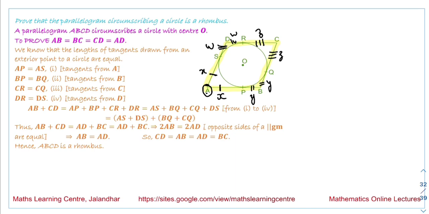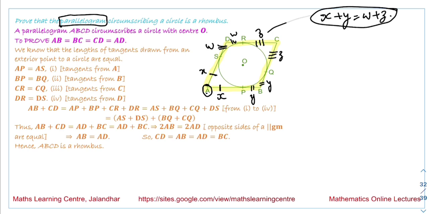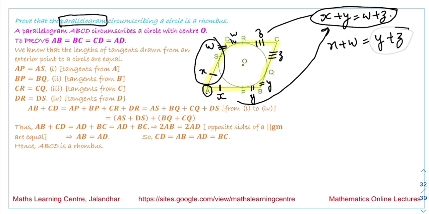Now if we are saying that this figure is a parallelogram, parallelogram means that opposite sides, their lengths are equal. So what we get is the length of this side, that is x plus w, that is equal to y plus z. These two sides, their length should be the same.